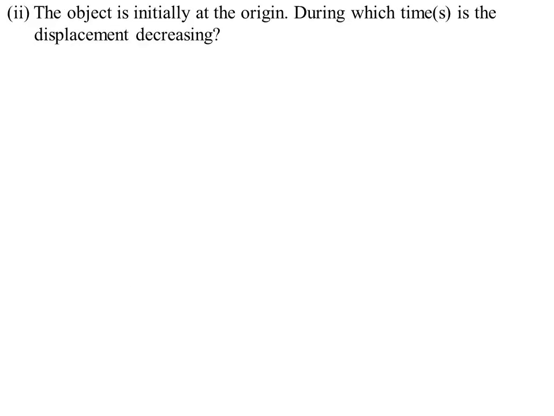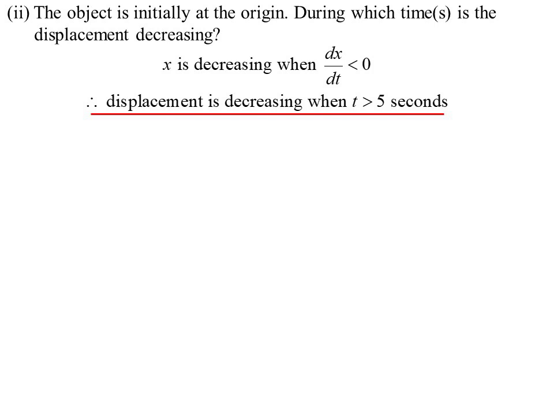The object's initially at the origin, during which times is the displacement decreasing? Well, I know it's decreasing when the first derivative is less than 0, or the velocity is less than 0. So I can look at the graph, because I've got a velocity time graph. I want to know, when is that decreasing? Oh, it's decreasing from B to D. So once t is greater than 5 seconds, that's when it's decreasing.